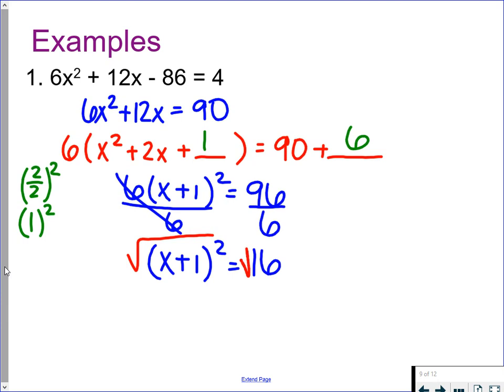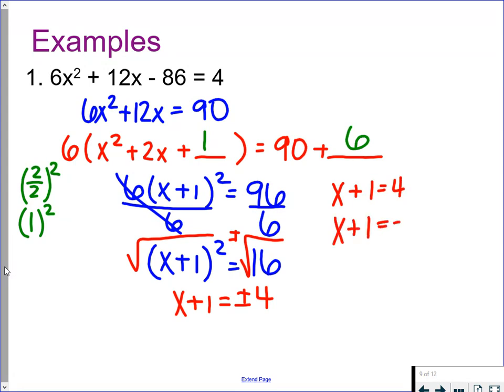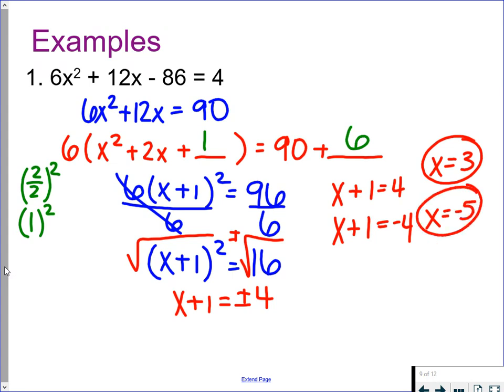So it requires a little bit more paying attention because you have to make sure that you are making the equation still equal, okay? And we just got to make sure we multiply. So if we have x plus 1 equals 4 and x plus 1 equals negative 4, we get x equals 3 and x equals negative 5. Okay? So do not forget, if you have to take out a leading coefficient, that leading coefficient is also multiplied by your b divided by 2 squared. Okay?